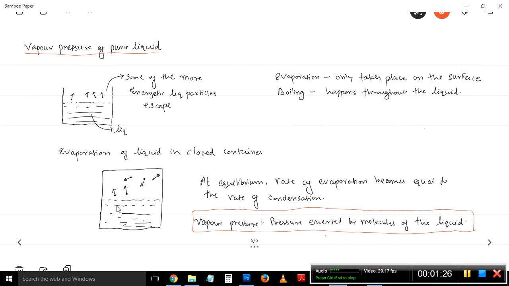Now after a point of time, there will be an equilibrium set up between this liquid and gas. At equilibrium, the rate of evaporation becomes equal to the rate of condensation. In this equilibrium, the pressure exerted by these gas molecules is known as vapor pressure of a particular liquid.